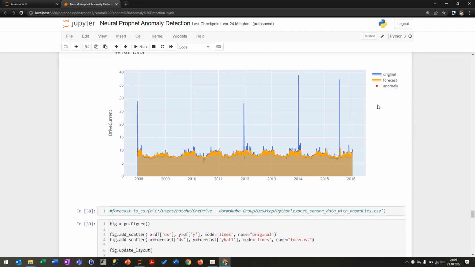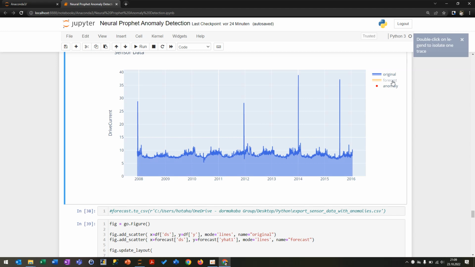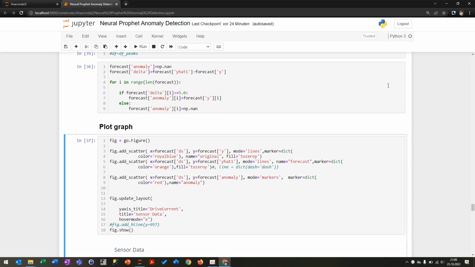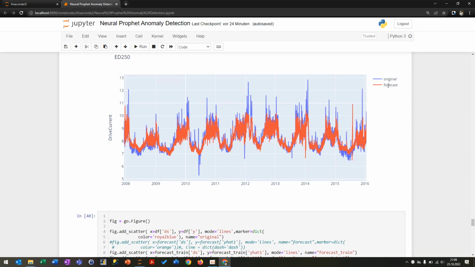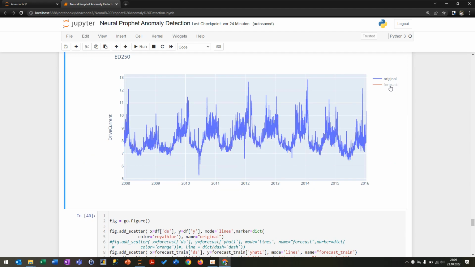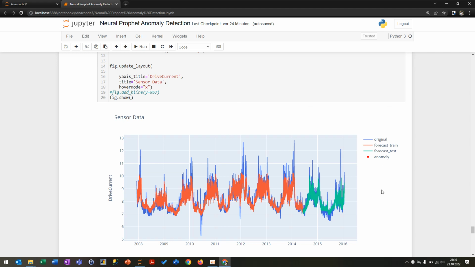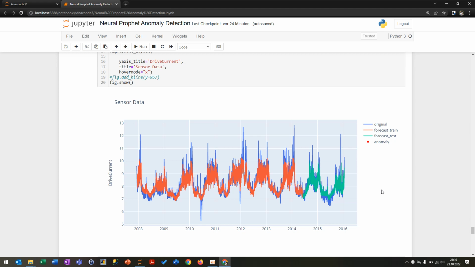You can plot everything here. You can see the original data and the forecast, and you can really see here some anomalies. If you are plotting also the original data, then you have the training and the test prediction here. In the red, you have the training data frame and the test data frame. It looks pretty good. And the red dots are the anomalies, which we find here.